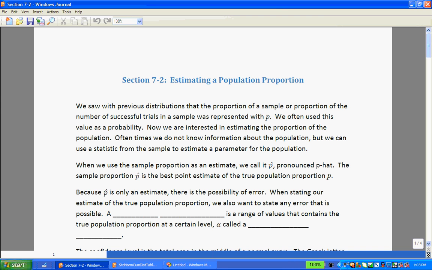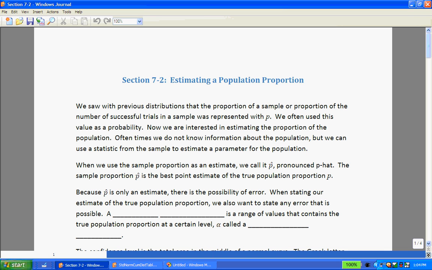Section 7.2, Estimating a Population Proportion. We saw with previous distributions like the binomial distribution or even the normal distribution that the proportion of a sample, or proportion of the number of successful trials in the sample, was represented with P. So whether it was given as a percentage, so 60% of voters or 25% of the men in a weight loss study, anything like that, we've seen that letter before, that P.